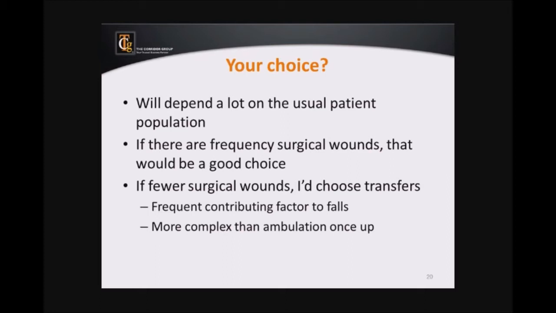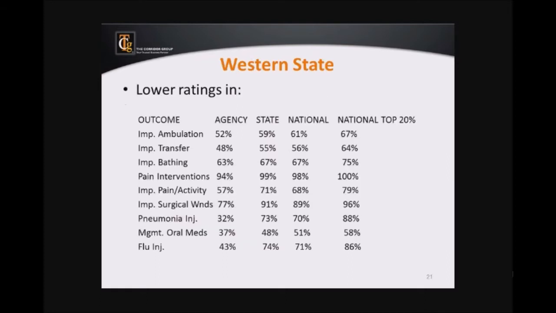If the agency had frequent surgical patients, that would be my first choice. If they did not see many surgical patients, my second choice would be transferring. It's where patients often fail to use their assistive devices, ask for assistance, and sit in those favorite chairs that are hard to get up from. But your own patient data will tell you more, and you'll want to go back to the OBQI and OBQM reports to learn more.